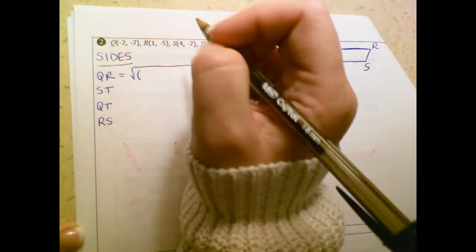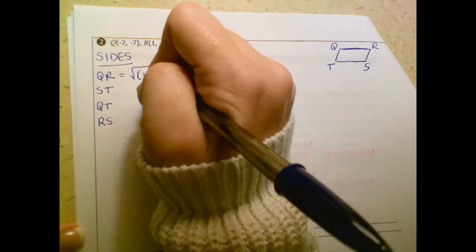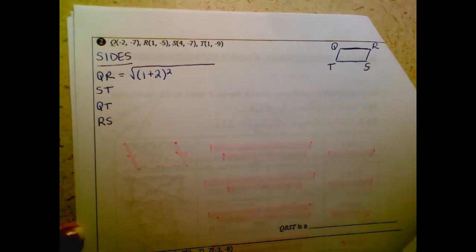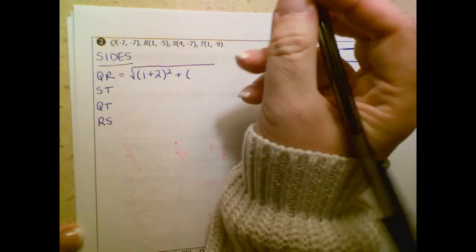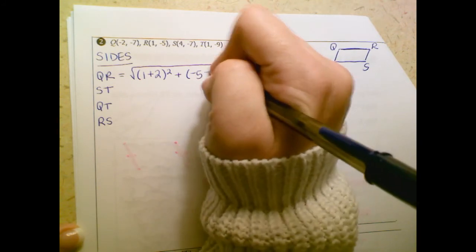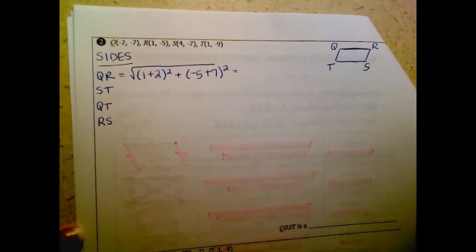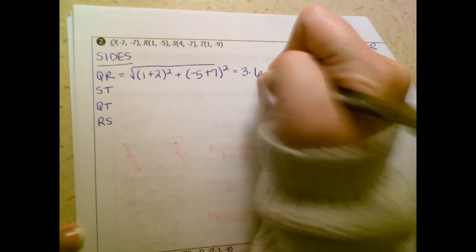I have 1 minus a negative 2, minus a negative 2. For this time, I'm just going to say plus. You can put in minus a negative. Then I have negative 5 minus a negative 7. Minus a negative makes it a plus 7. And this is 3.6.